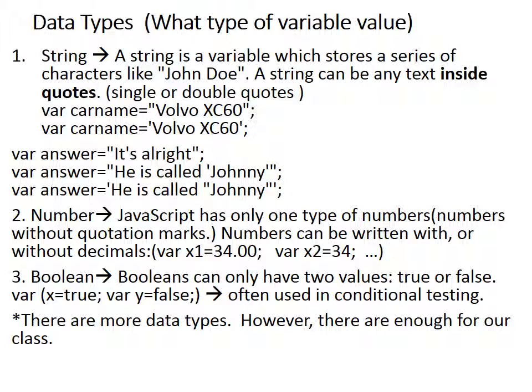Data type is the type of a variable's value. String data type is any value inside single or double quotes. As you saw before, you can add string data. Number data type holds numbers. A number inside the quotes is not a number. It is string data. Boolean can only have two values, true or false.